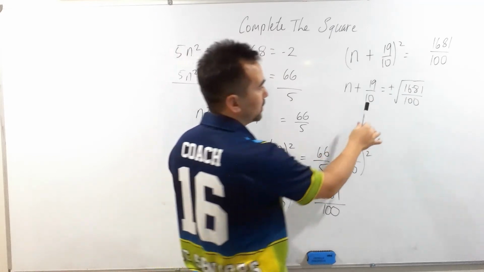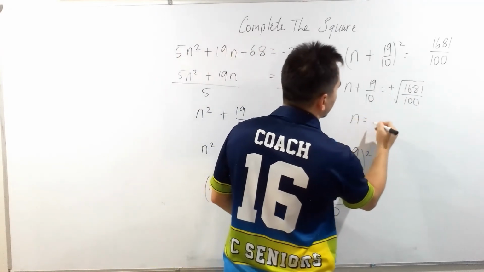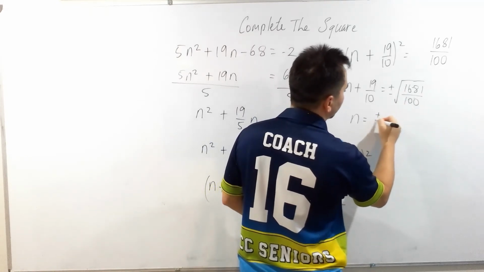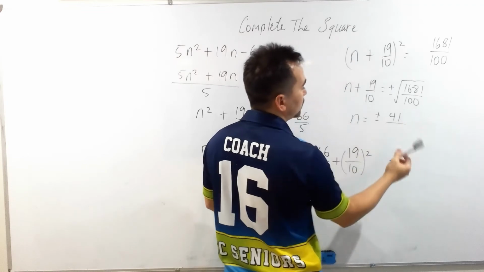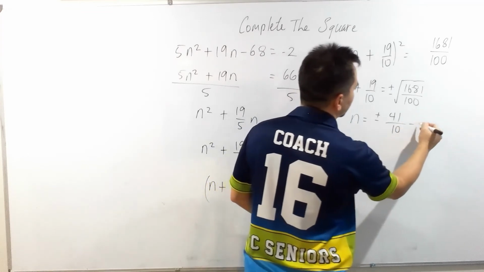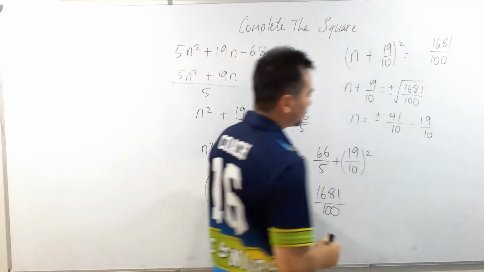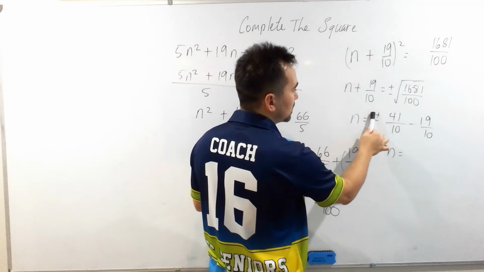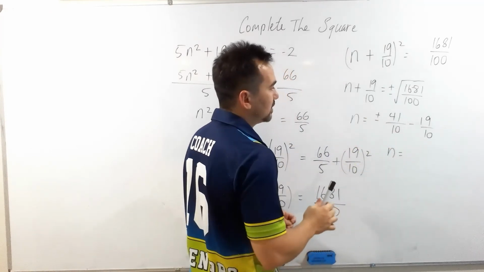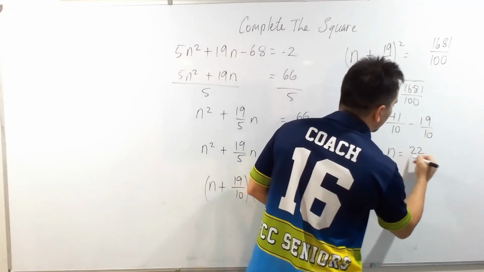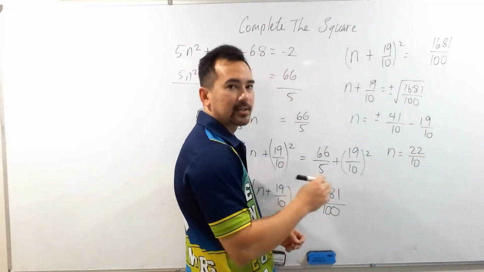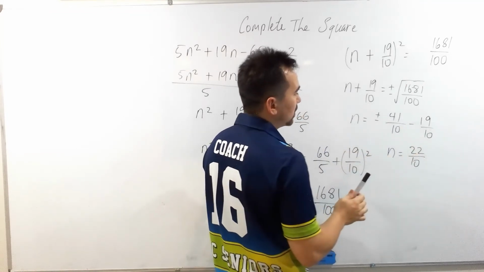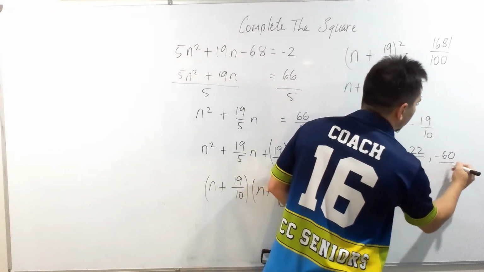And now we have to move the 19 on 10 over. And just so you know, the square root of 1,681 is 41. The square root of 100, you know, is 10. And then we're going to subtract 19 on 10. Okay, so here are our two answers. We've got the positive of 41 take away 19, which is 22. And our second answer is the negative 41 on 10 take away 19, which is negative 60 on 10.